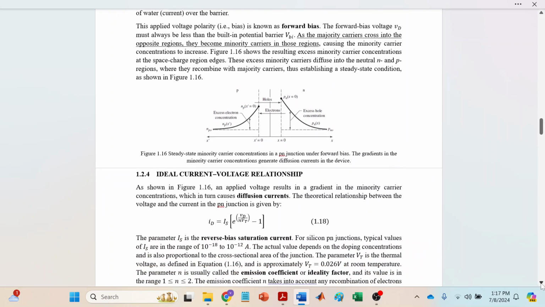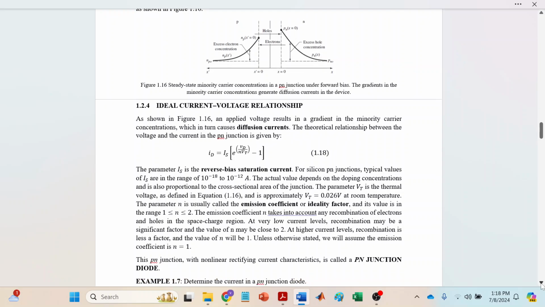We'll now talk about the ideal current-voltage relationship across a Pn junction. As a result of an applied voltage, there is a gradient in the minority carrier concentration, which is going to cause diffusion current. The relationship between the voltage and the current is given by this equation here. The current being produced is a result of the gradient in the excess minority carrier concentration. So it is this relationship that describes the relationship between the voltage and the current.